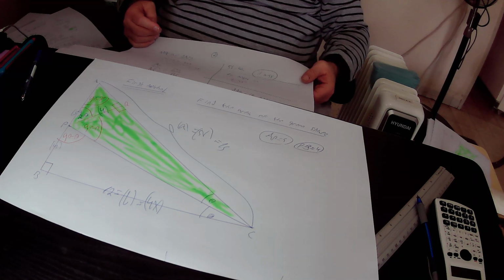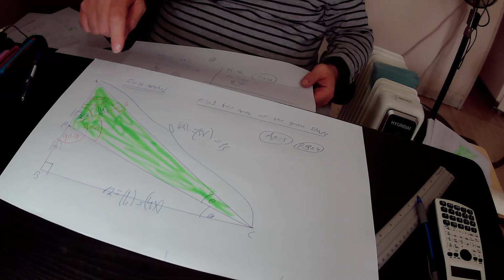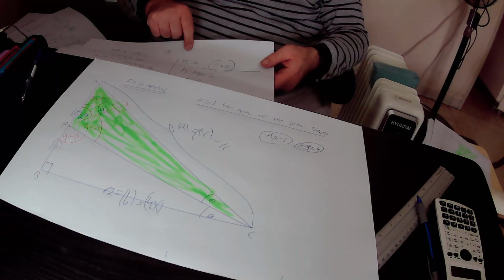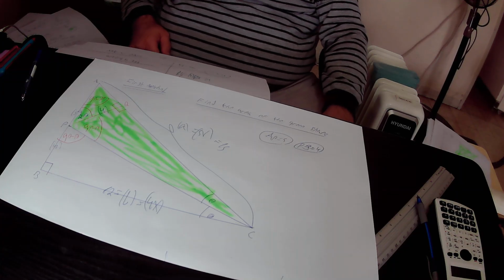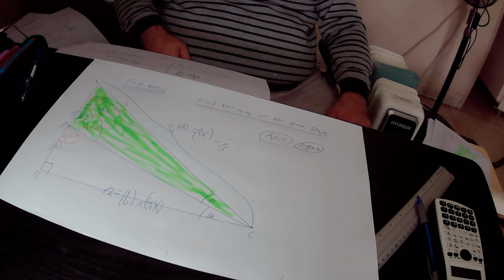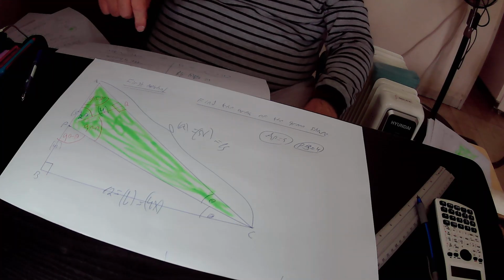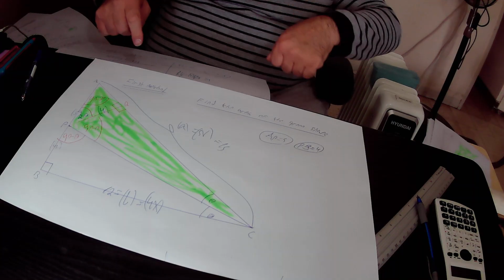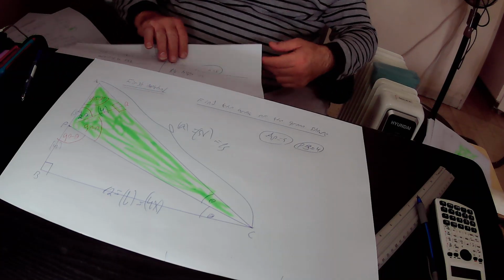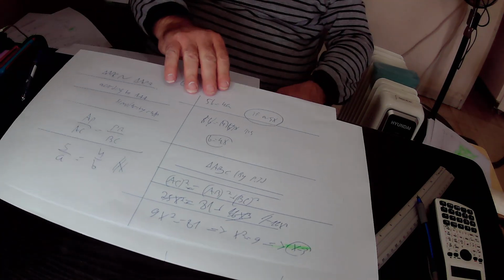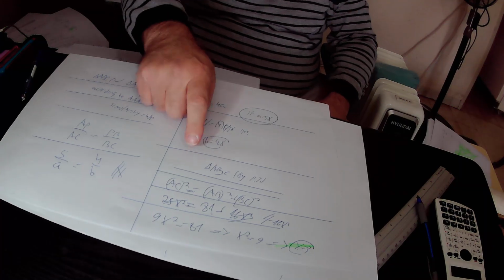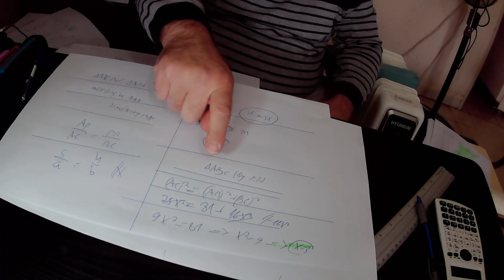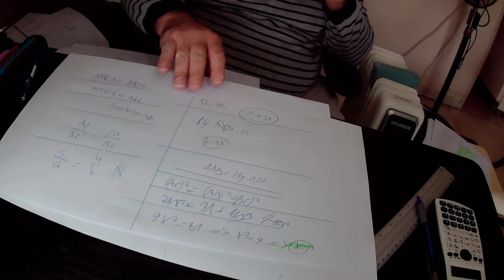The next step, implement the Pythagoras theorem on this big right triangle ABC. According to the Pythagoras theorem, in any right triangle, the square of the hypotenuse equals the sum of the squares of the other two sides. So, in this big right triangle ABC, AC squared, that is the square of the hypotenuse, equals AB squared plus BC squared.